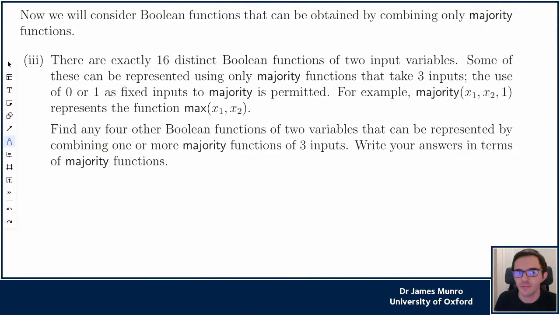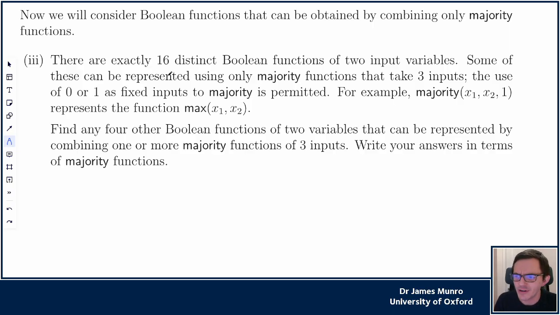Part 3, we're now asked to try and build Boolean functions with 2 input variables using majority functions that take 3 inputs. Combining 1 or more majority functions, my goodness, of 3 inputs. We're going to write our answers in terms of majority functions.